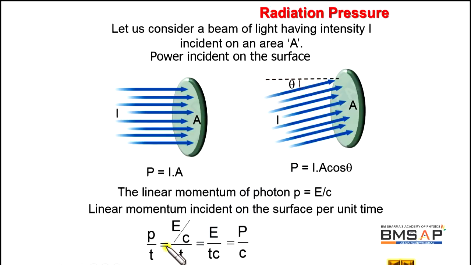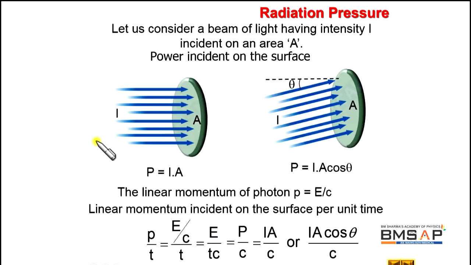So, this is the linear momentum incident on the surface number 1, that is the left surface, right. Suppose rays are incident on the surface at a certain angle. What we need to do? We need to substitute the value of P, that is equal to IA cos theta, in this expression. For the simple case, the first case, we can write IA divided by c, and for this particular case, this is IA cos theta divided by c, right. This is the linear momentum incident per unit time.